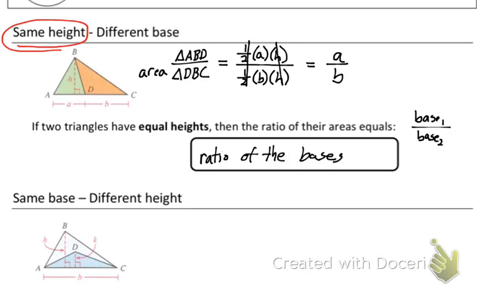So if two triangles have the same heights, the only thing that can be different between the two are their bases, so you're only concerned with the bases.